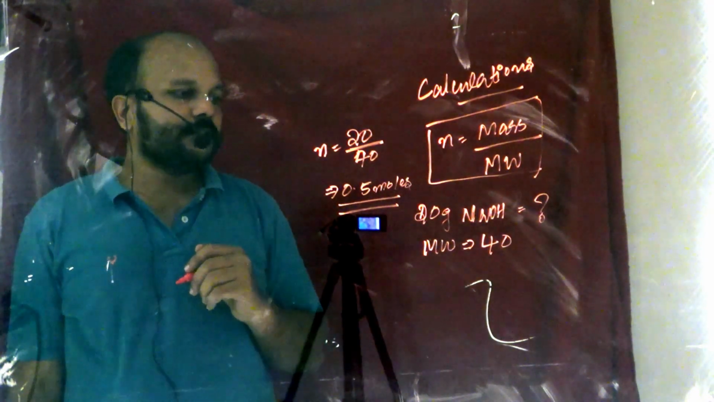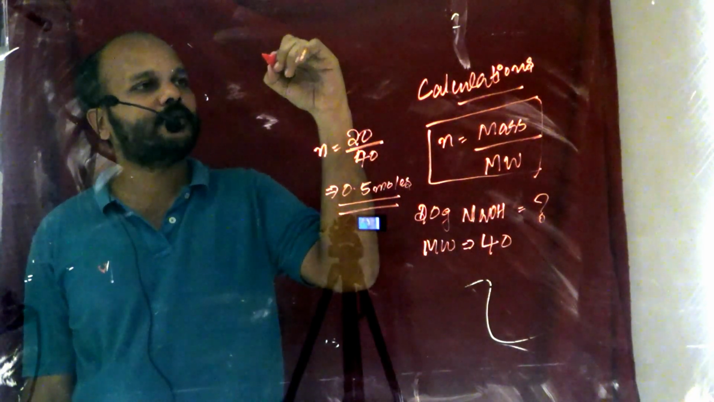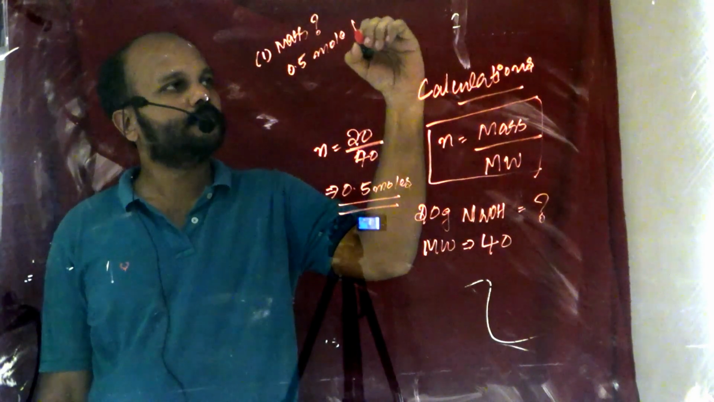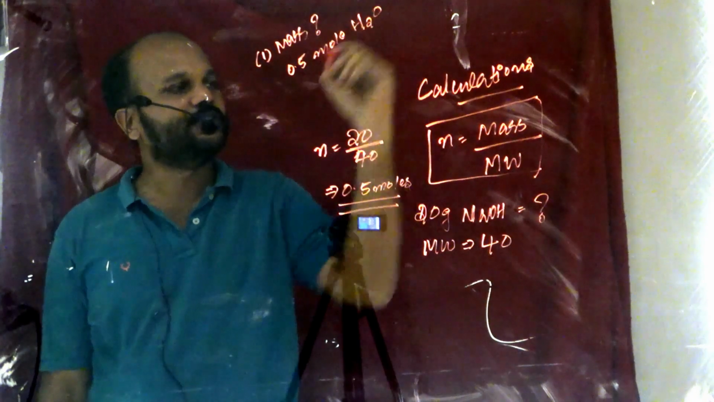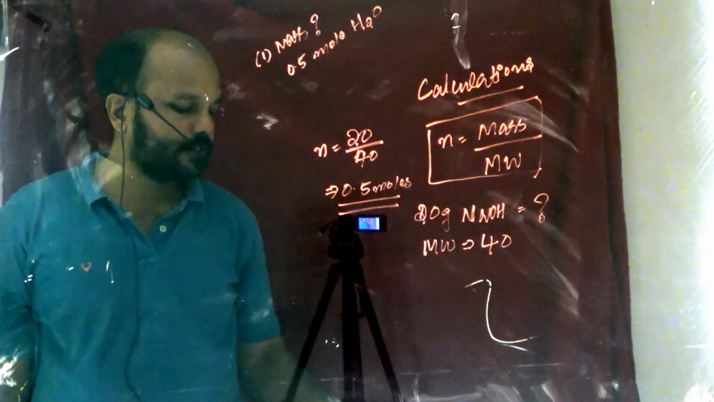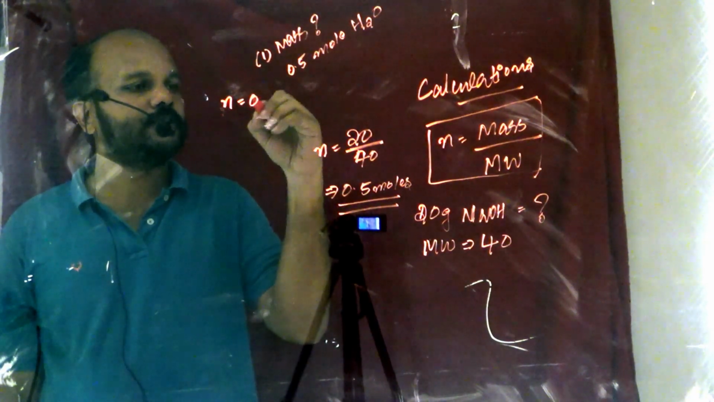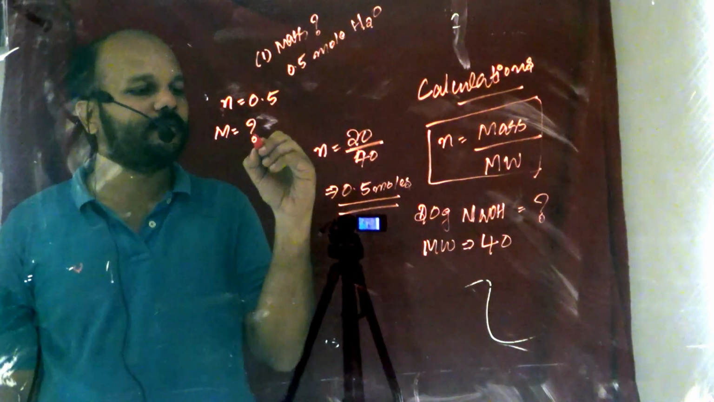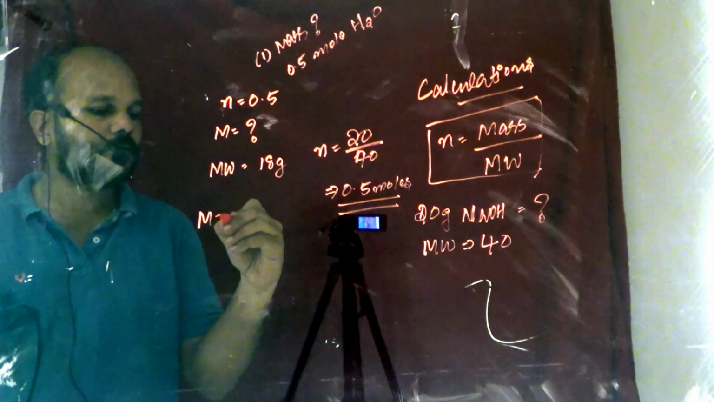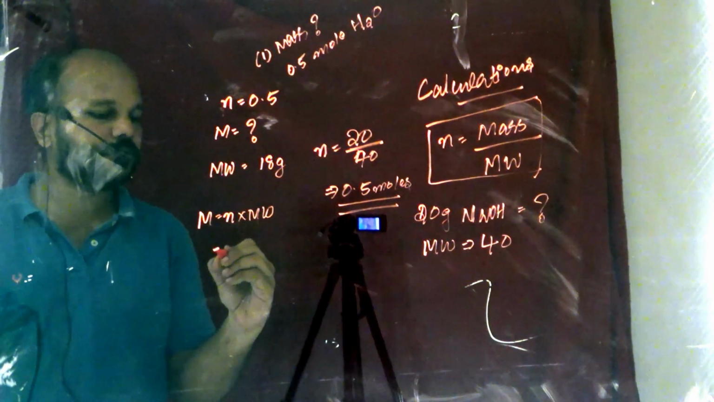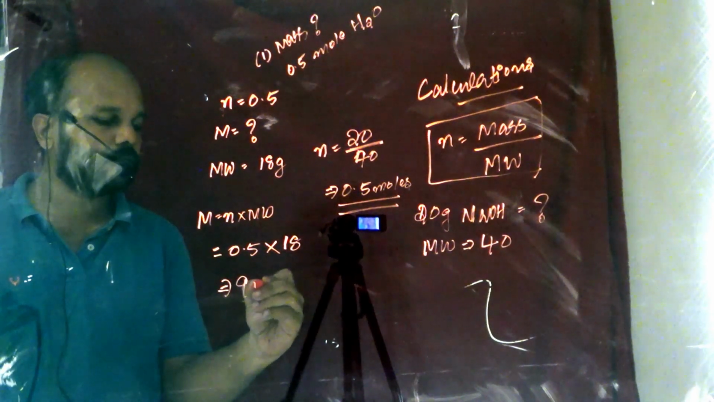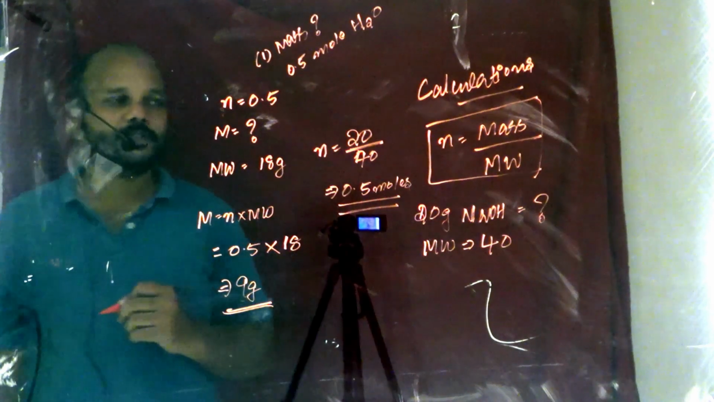Okay. And suppose, let it be another question, how much is the mass of 0.5 mole of H2O? Now we will see. Here they have given N, which is nothing but the number of moles. N is 0.5, and they are asking for the mass. The molecular weight of water, we know it is 18 gram, right? So mass is number of moles into molecular weight. This is 0.5 into 18, which is 9 gram. Okay, so this is how it is coming.